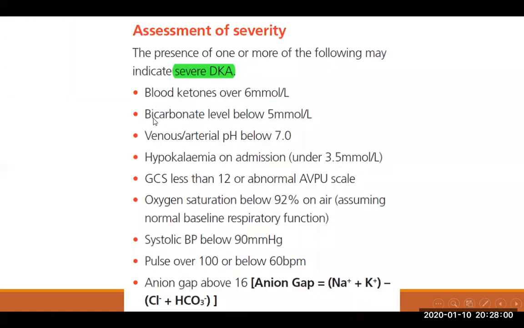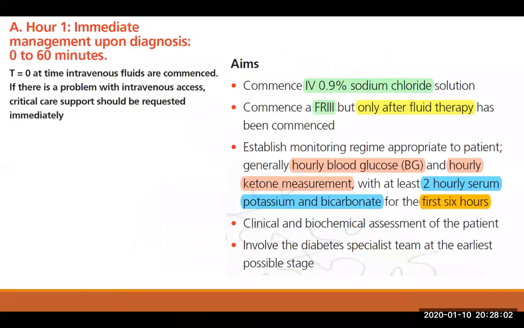How to manage a case of DKA? At time 0, we must start the fluid with normal saline. Don't start insulin infusion before the fluid. We must start the fluid immediately. The intravenous insulin infusion must be started after fluid.